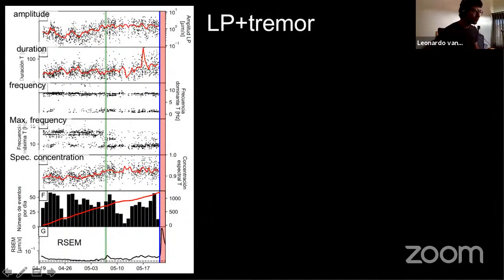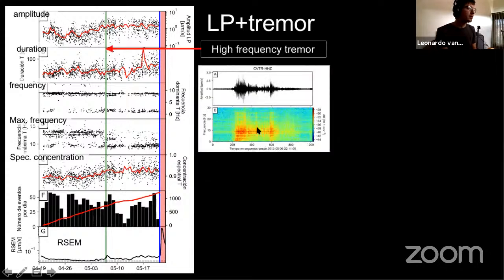So again, we extract some characteristics from these events. Here we don't have the fundamental frequency and overtones of the spectrum, but there are some interesting things also. For example, at this moment we saw this high frequency tremor that occurred, and we see some changes that occur after that.